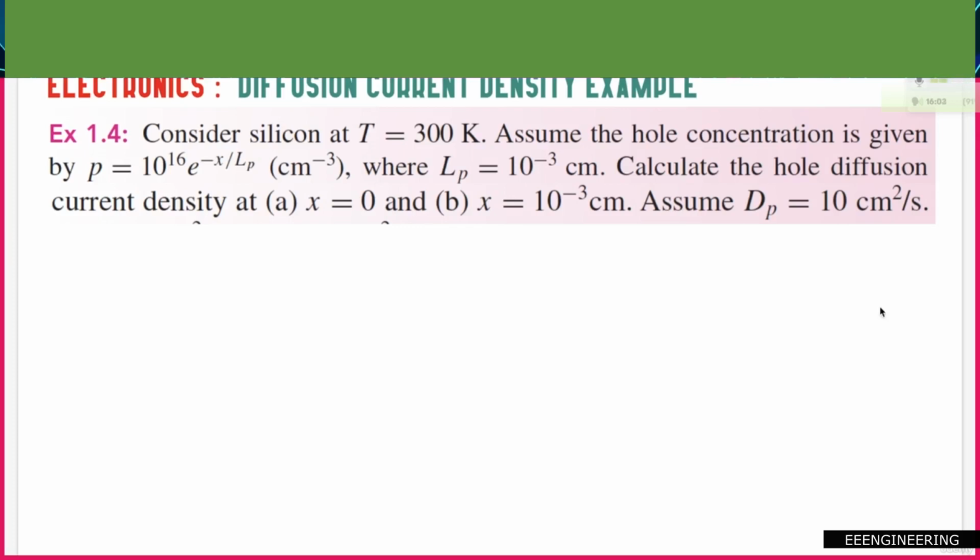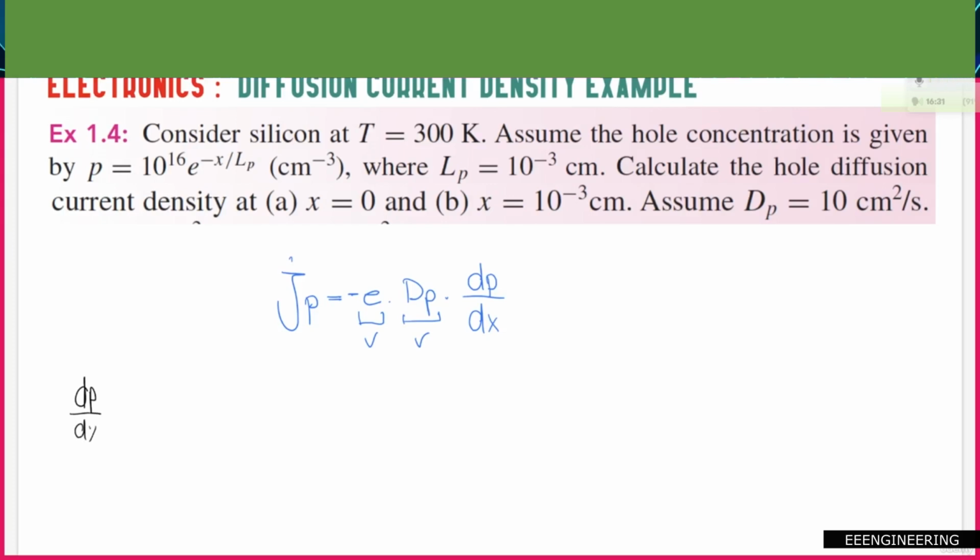So how are we going to solve this problem? Exactly the same process, but this time we have hole diffusion. So Jp is going to be equal to e times Dp times dp/dx, but this time we are also going to have a minus sign since we're talking about holes. We have the e value, that's fine. We also have the diffusion coefficient, but we don't have the derivative of the hole concentration. So let me get that.